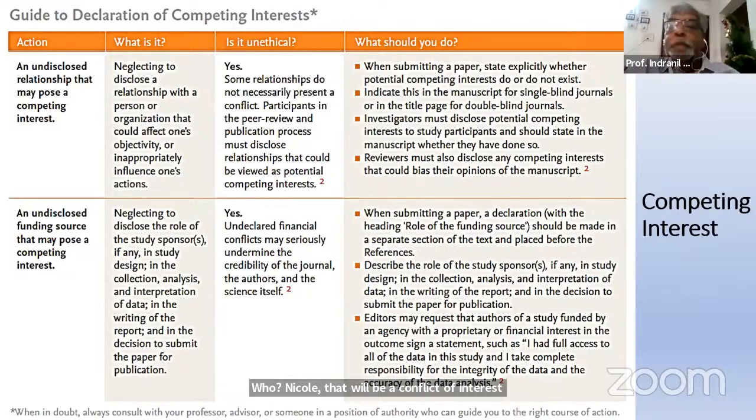Similarly, there could be an undisclosed funding source that provides such conflict of interest. So that's why, if you look at the second point, when submitting a paper, a declaration with the heading role of the funding source should be made and placed before the reference is mandatory. If you don't do it, they will never accept your submission. They will keep on raising the red flag and tell you, this is not done, do this, do this, like that.